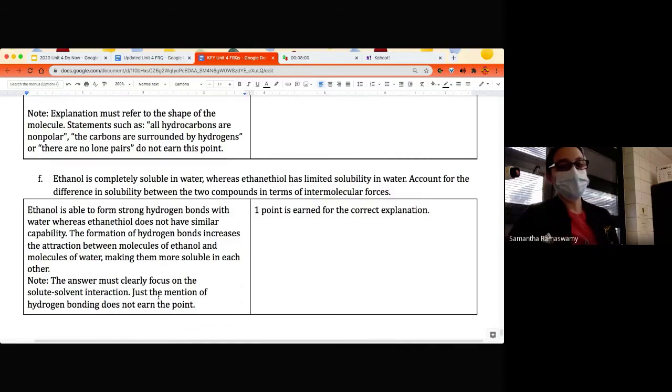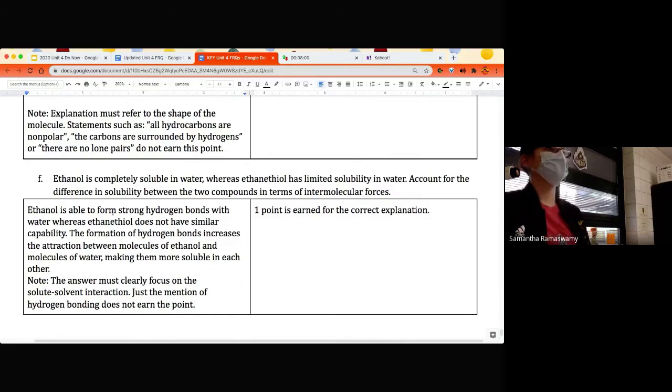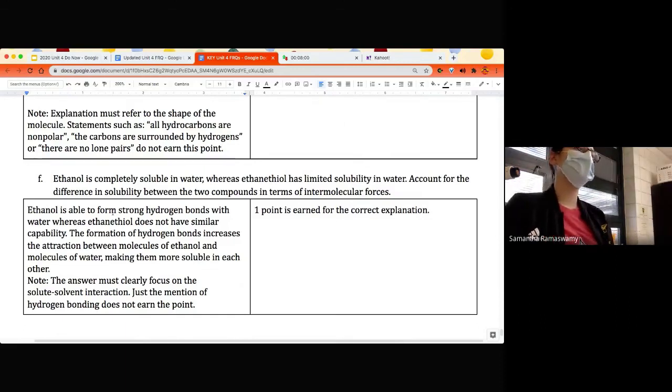Okay, so that shows us how this question would have been scored. So now we've gone through different types of questions with chapters 11, 12, and 13. You can see how we look at intermolecular forces in different ways as well. Any questions on these before we shift over to the review Kahoot? All right, so we're going to switch over to the review Kahoot.